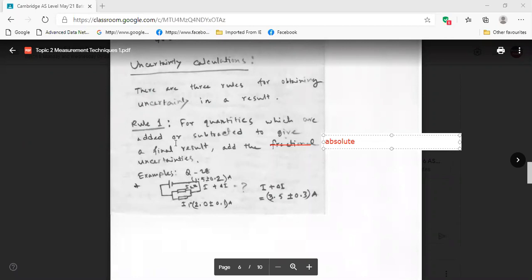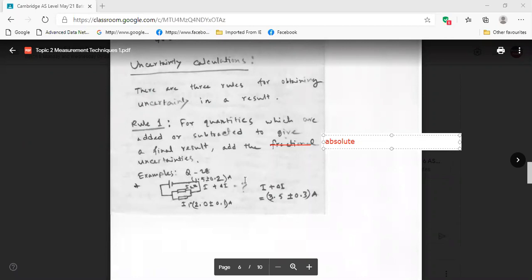Now you read again. I think if you read now, you'll understand it. Please read again: for quantities which are added or subtracted to give a final result, add the absolute uncertainties.